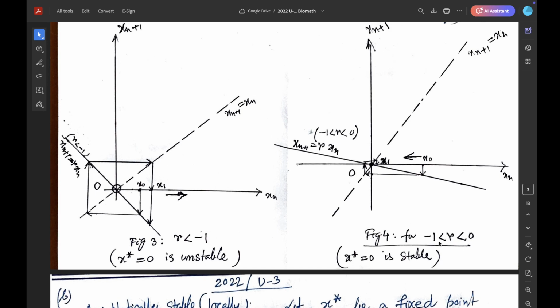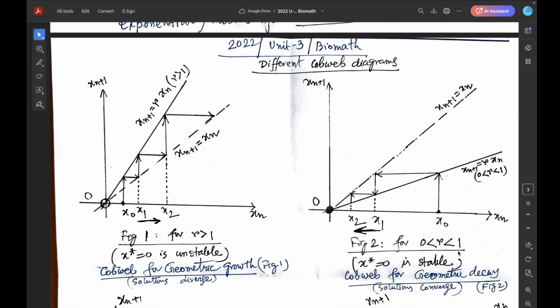And for minus 1 less than r less than 0, put here say r equal to minus 0.5. So we draw the reproduction curve here, and this is the diagonal line. Choose x0 here, go to the reproduction curve and the diagonal line, and this gives x1 on the xn axis. So the solution moves closer to the fixed point x star equal to 0. So x star equal to 0 is stable for minus 1 less than r less than 0. Next question.